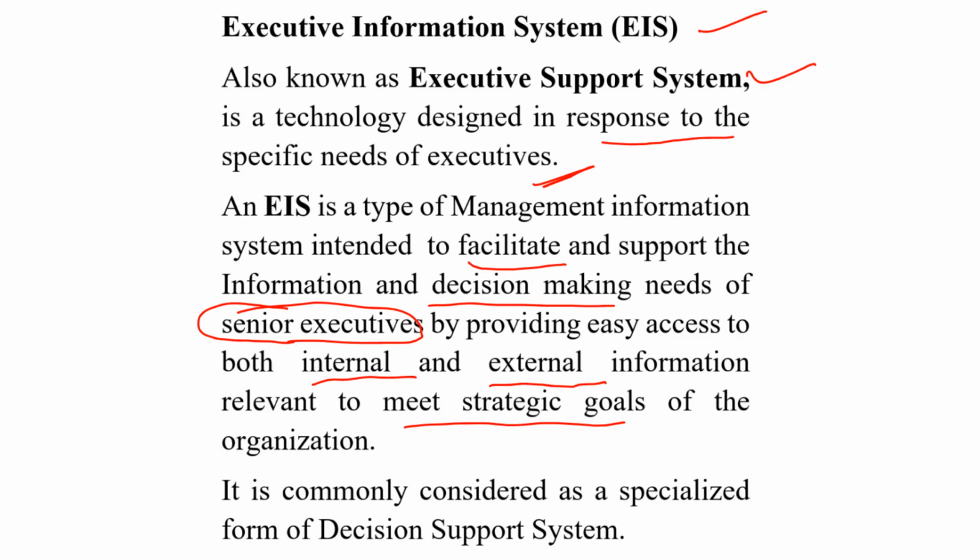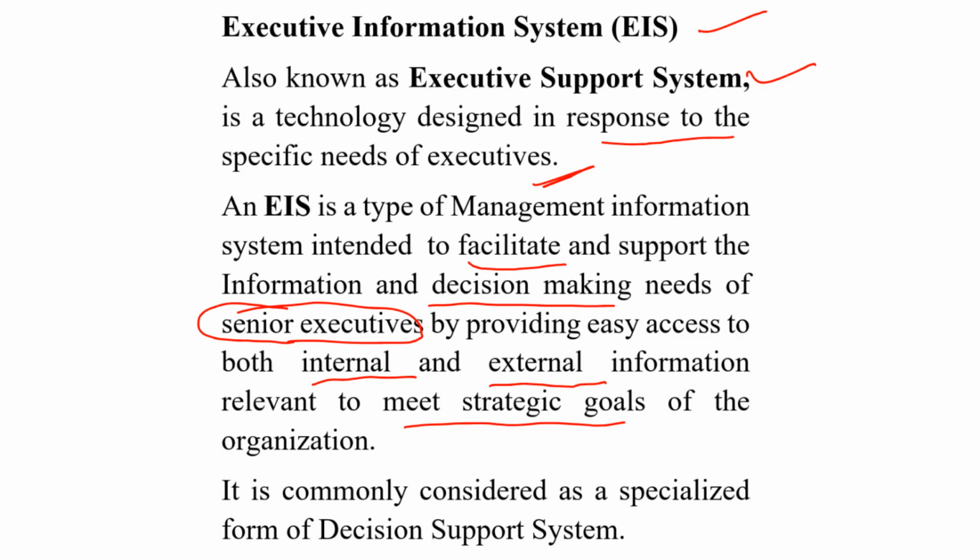What will be one simple example? The organization's objective is to expand, the growth of the organization. For that, what information do they need? Internal information might be their capacity; external might be customer information, demand in the market, like that. So it requires both internal as well as external information relevant to meet the strategic goals of the organization.